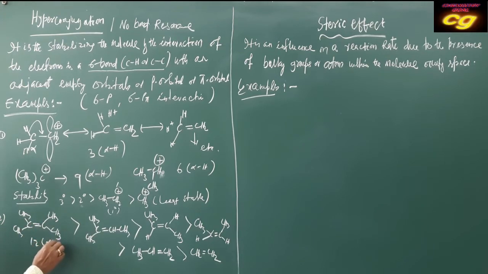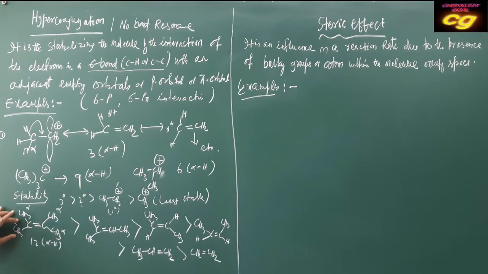12 alpha hydrogen atoms. This carbon is alpha, this is alpha, this is alpha, this is alpha. Next to the functional group, the next carbon is alpha. How many alpha carbons? 1, 2, 3, 4. So each alpha carbon contains 3 hydrogens, so 12 alpha hydrogens, which means the hyperconjugation is more here.